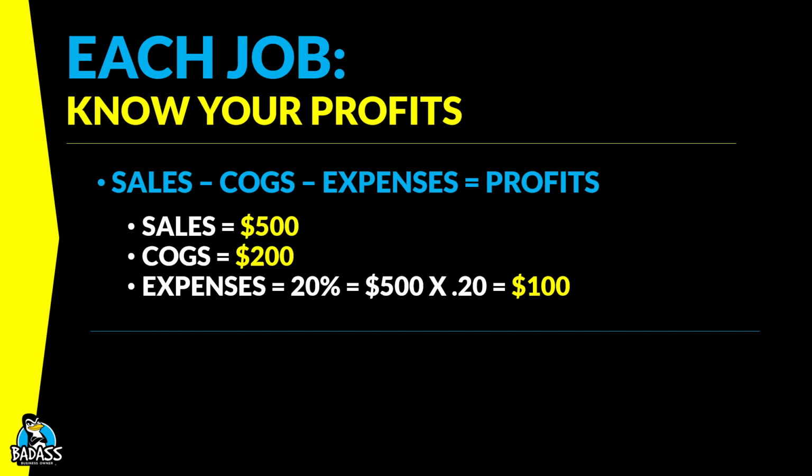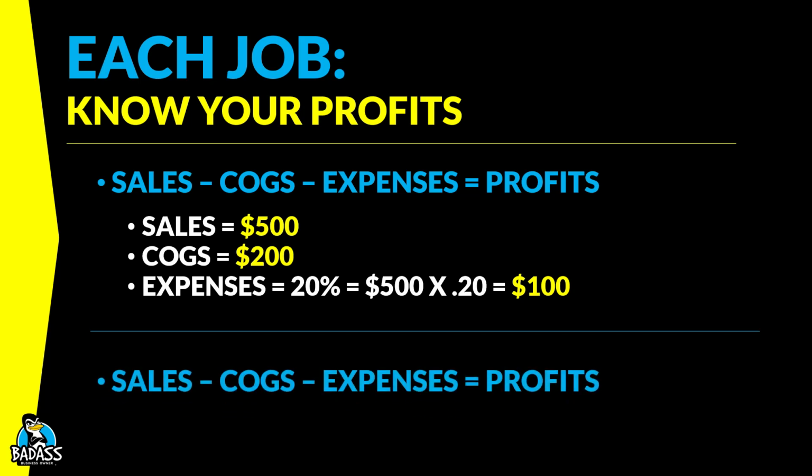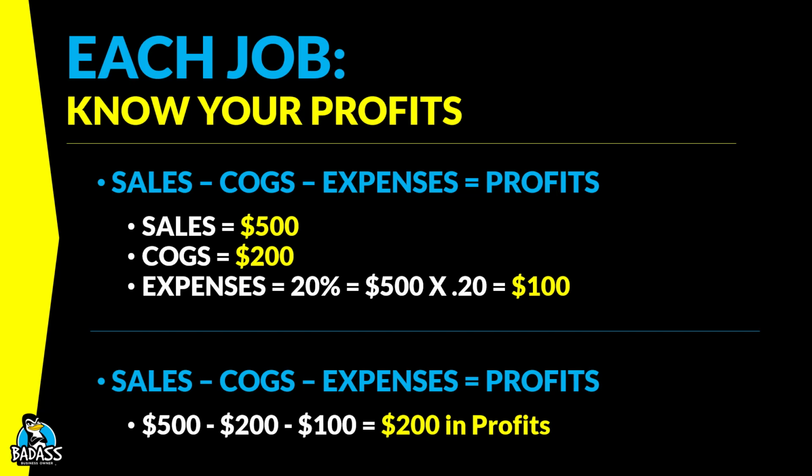$500 times the 0.20, the 20%, tells us that our expenses are going to eat up about $100 of this sale. This is why it's important you know what your expenses typically run, because this is how you can figure out about what your true profit is going to be on any given job. Once again, sales minus cost of goods minus expenses equals those profits. Let's plug everything in. $500 minus the $200 for cost of goods minus the $100 for expenses means this particular job has the potential to net $200 in profits.